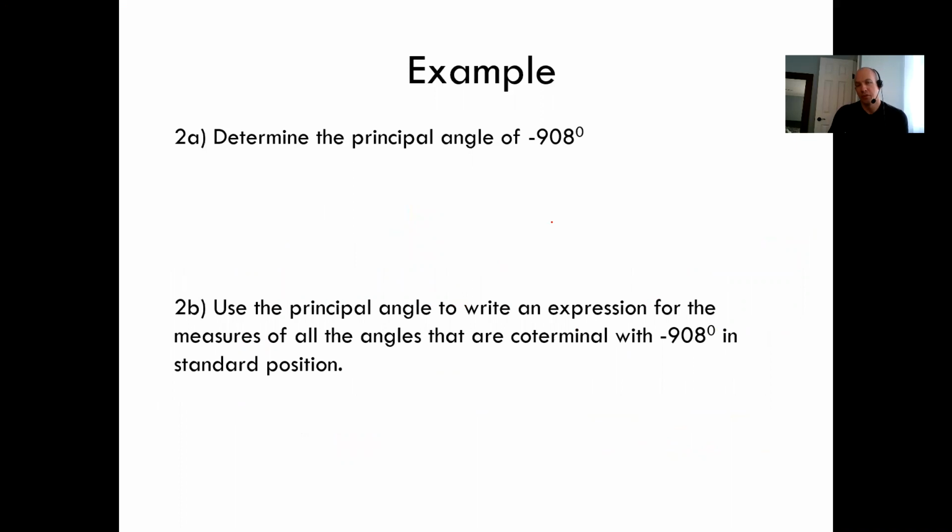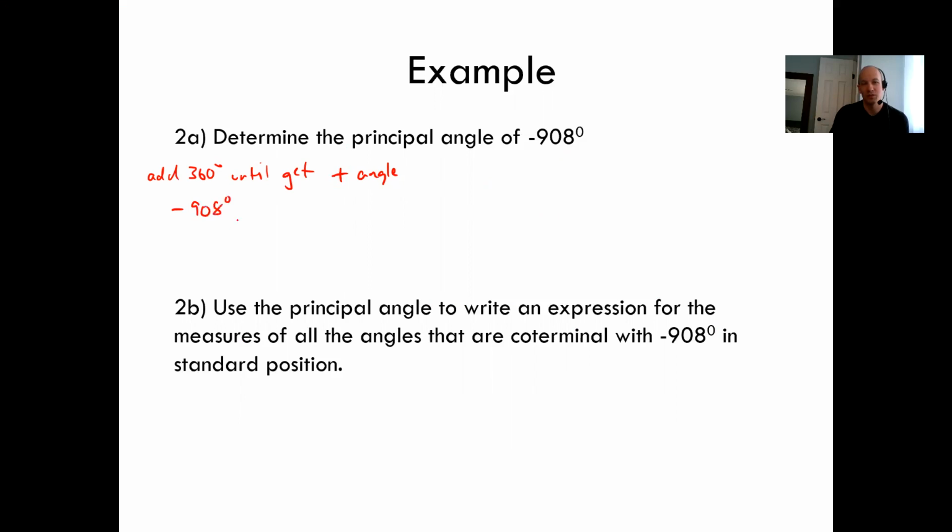Another example, determine the principal angle of negative 908. What I would personally do is pick up my calculator, or use my brain, and add 360 enough times until I got a positive number. So we're simply going to add 360 until we get a positive angle. It's not really a formulaic way of doing this. Any attempt to do this very rigorously will probably just get more difficult.